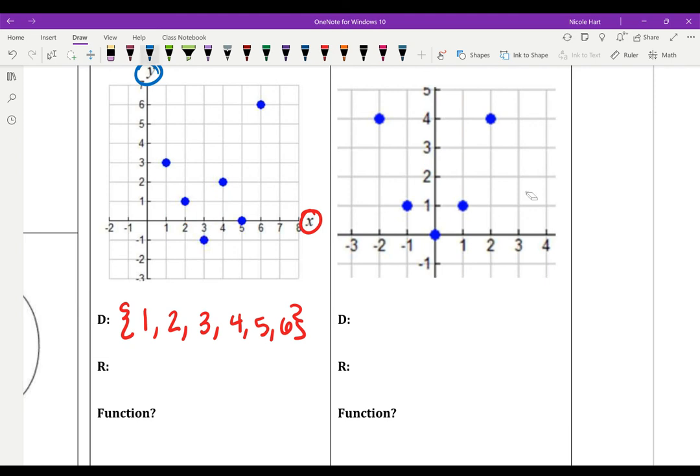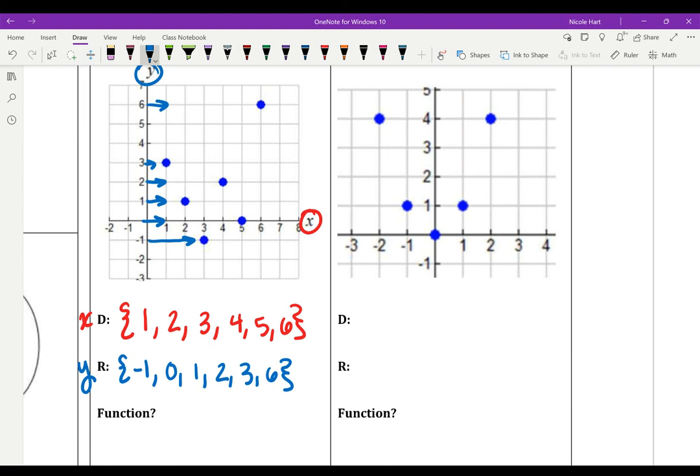For our range, we're going to look from bottom to top. We're going to travel up the graph to see where those points hit for our range, which again is our y values, and that domain is our x value. So starting towards the bottom, the first one we hit is -1. And then we hit 0, +1, +2, +3, and then all the way at the top, we have a 6.